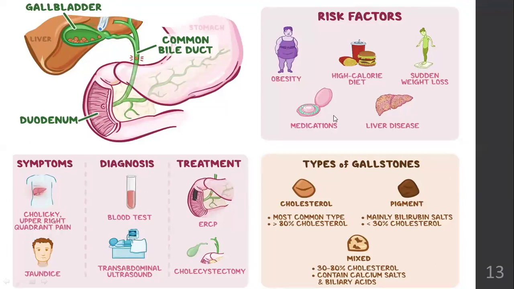Obesity, high calorie diet, sudden weight loss because of crash diets and all, certain medications, liver diseases, these can also lead to gallstones. And there are different types of gallstones as well: cholesterol stones, pigment stones, mixed stones. Cholesterol stones are made up of cholesterol, only fat that has hardened. Pigment stones are bilirubin stones, only bilirubin salt, bile salt. Mixed is where both cholesterol and bilirubin will be present. It can have calcium salts as well.